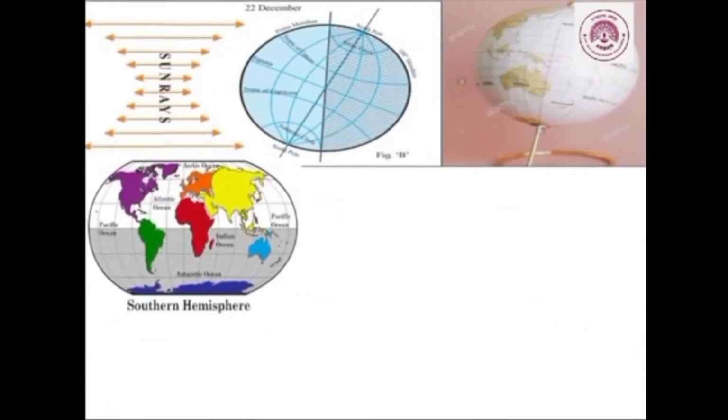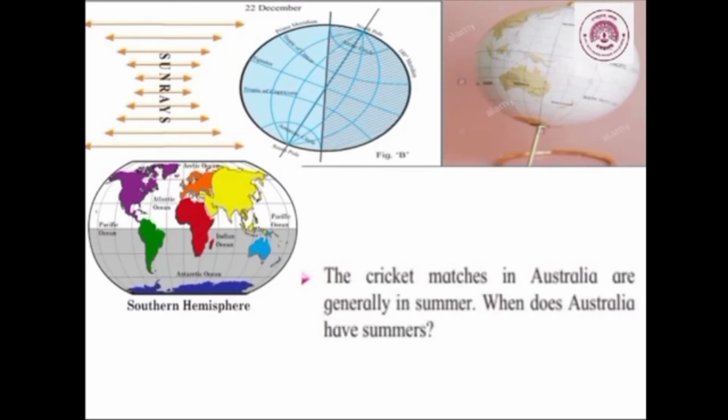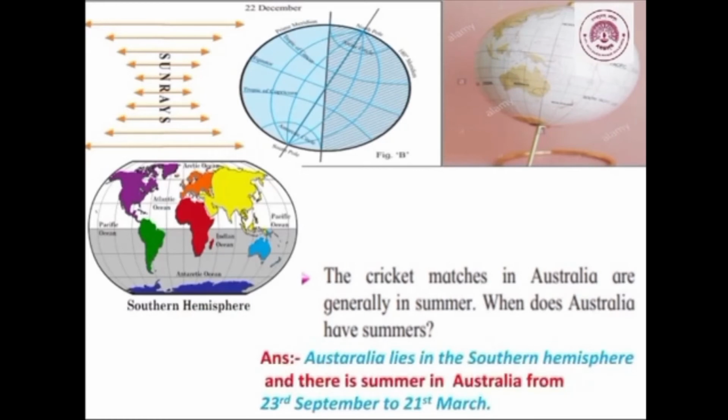Then you can see three figures here. They are showing Australia. All the three. Now, the question asks you, the cricket matches in Australia are generally in summer. When does Australia have summer? Now you can see that Australia lies in the southern hemisphere, and southern hemisphere summer is from 23rd September to 21st March. So Australia lies in the southern hemisphere and there is summer in Australia from 23rd September to 21st March. This is your answer.